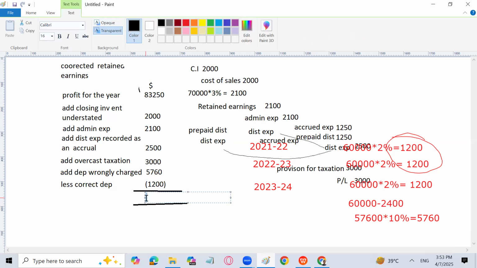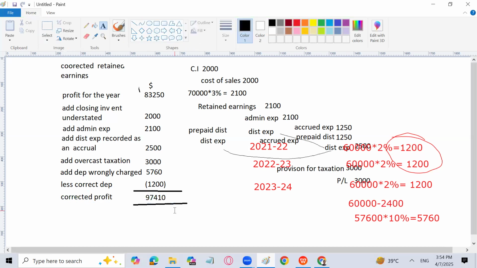Even while preparing the balance sheet, you will do the same, so that will become easier for us. Nine seven four one zero. So this is going to be your corrected profit. See, if there is any problem up to here, tell me. Now I will move towards the preparation of the corrected statement of financial position.